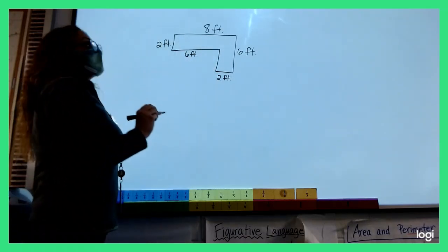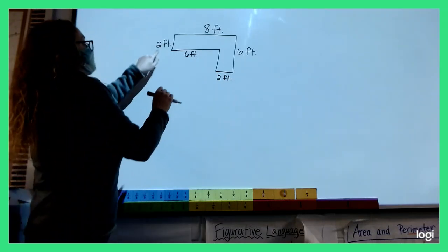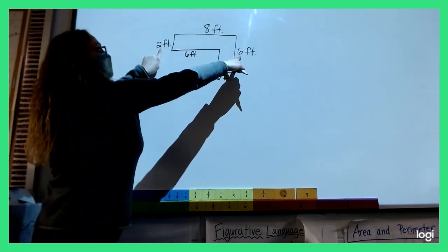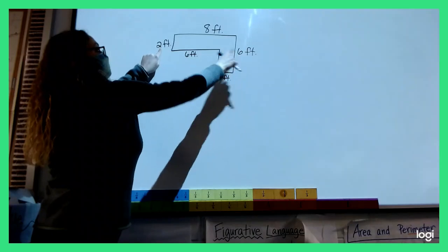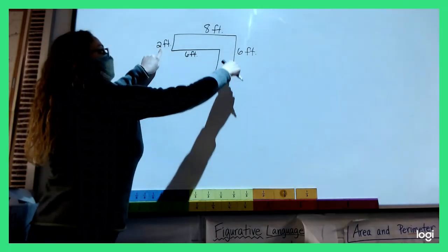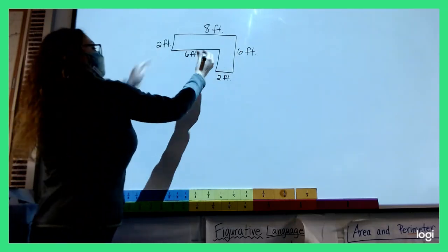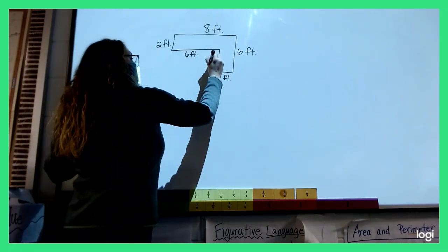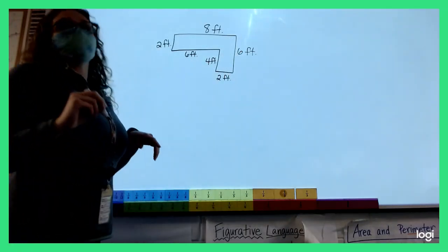Noah? 2 feet? Well, will 2 plus 8 equal 6? No, 8 feet. Well, if I had 2 here and 8 here, I'd have 10 feet. So I need it to be 6 feet. Oh, 4. Nice job. Okay, you will not be asked to do that on your homework today, okay?